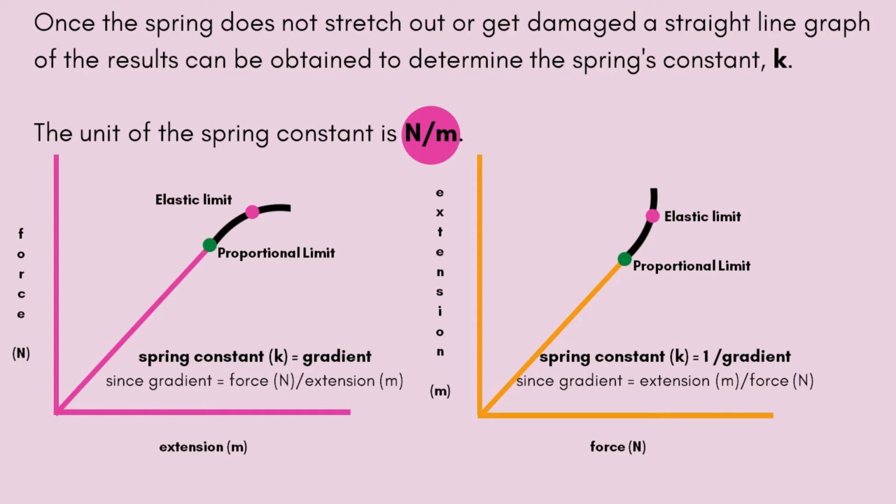Please note, for a graph drawn for force against extension, the spring constant will be equal to the gradient. However, for a graph drawn for extension against force, the spring constant will be equal to the reciprocal of the gradient.